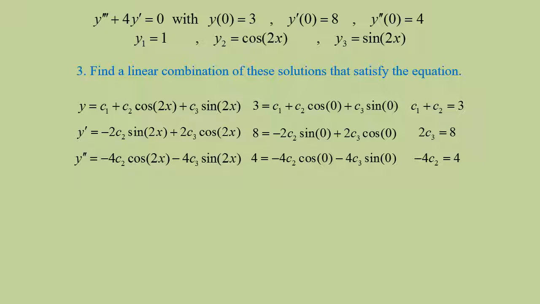Sometimes that may involve more algebra than what we're about to do. We can take the bottom equation, divide both sides by -4, and get c2. We can take the middle equation, 2c3 equals 8, divide by 2 and get c3. We can take the top equation, c1 plus c2 equals 3, use the c2 that we just found, and get c1. So then we rewrite our function with the constants that we just found.